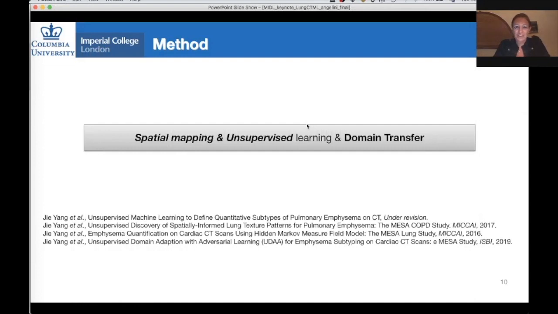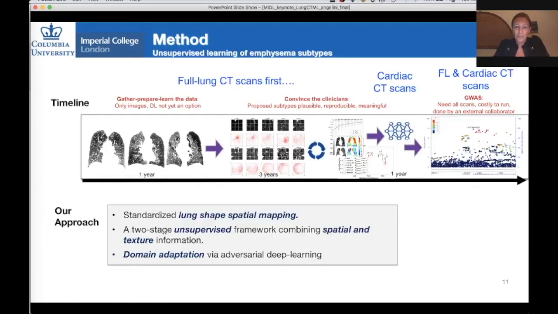Now moving on to the method section, I'll go over our strategy for spatial mapping, unsupervised learning, and domain transfer. The development for unsupervised learning took about 4 years, spending the first year on, again, gathering, preparing, and learning the data, knowing that we only had images in our hands and that deep learning was not yet an option at that time. We also spent quite some time agreeing on the best way to sample regions of interest, ROIs, in the individual scans, knowing that it was not possible to use all emphysema ROIs from all individual scans.